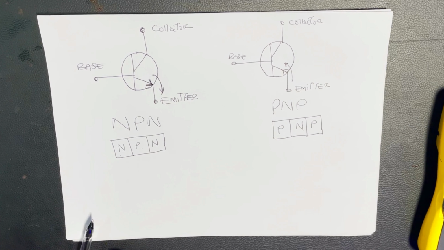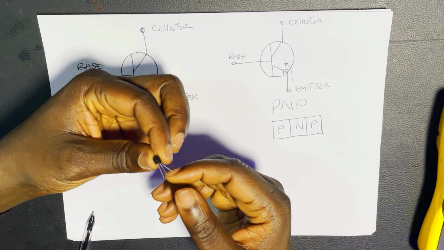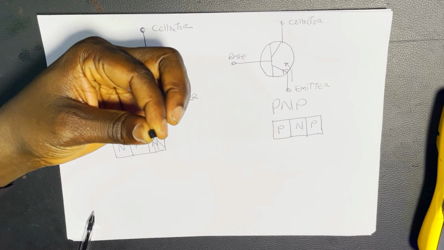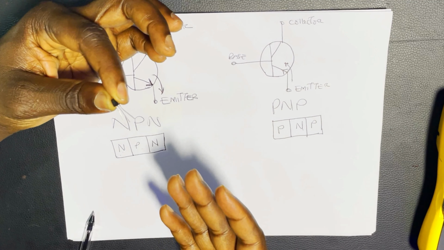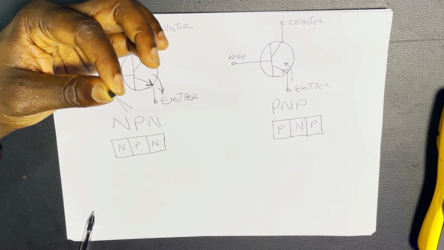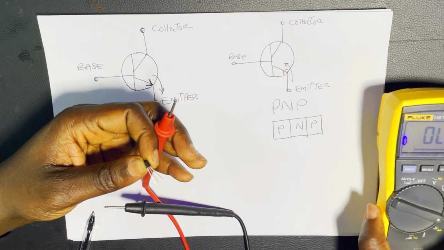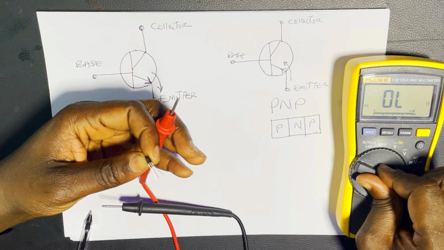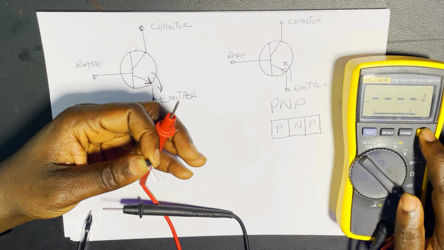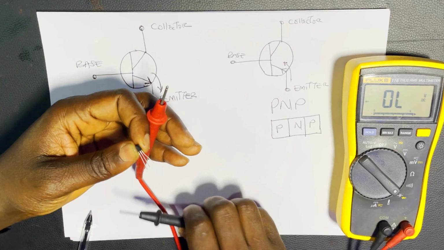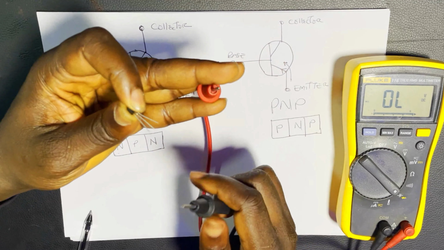So let me show you how to test a transistor. This one I have with me is 2N2222. Let's test whether it's NPN or PNP. If you are using a Fluke meter, you switch it on to the diode symbol. You can make sure that the diode symbol is there. So you hold it this way.